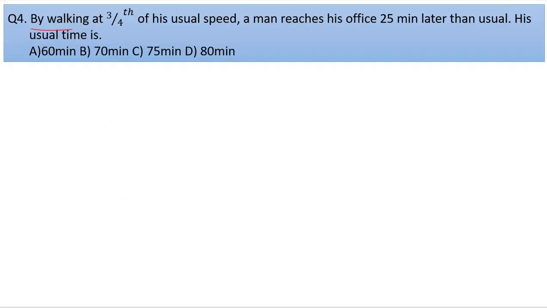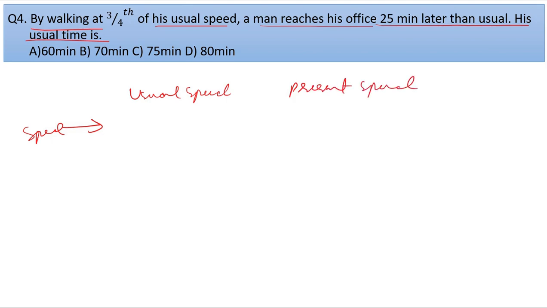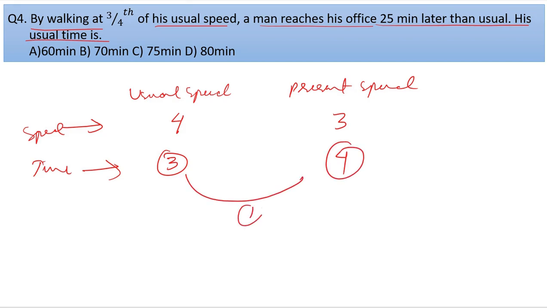And the next question we have, by walking at 3 by 4th of his usual speed, a man reaches his office 25 minutes later than usual. His usual time is? Here we have a man walking, and the speed ratio will be usual speed and present speed. His usual speed will be 4 units and now he is traveling at 3 units speed. So we can have the time ratio, that is reciprocal, that is 3 and 4 here, and the gap between them is 1 unit.